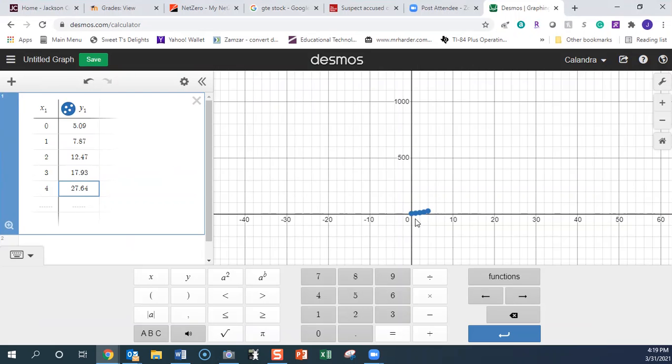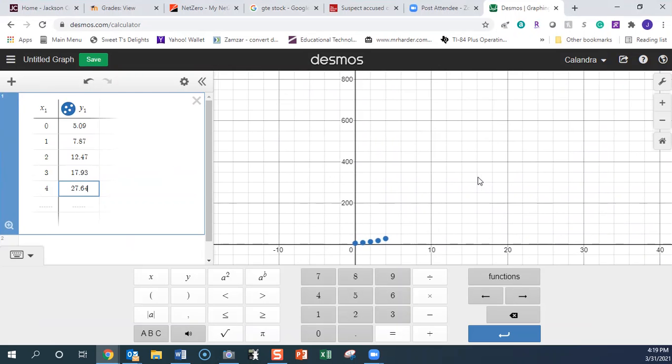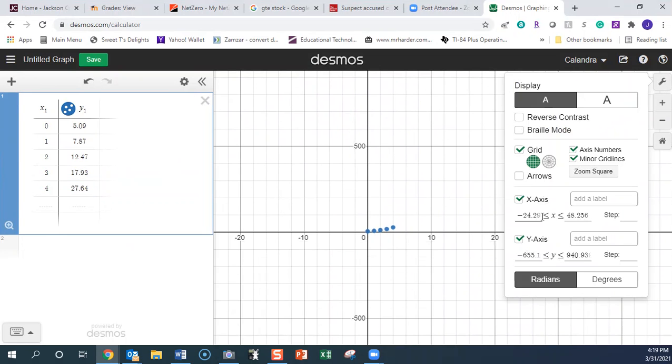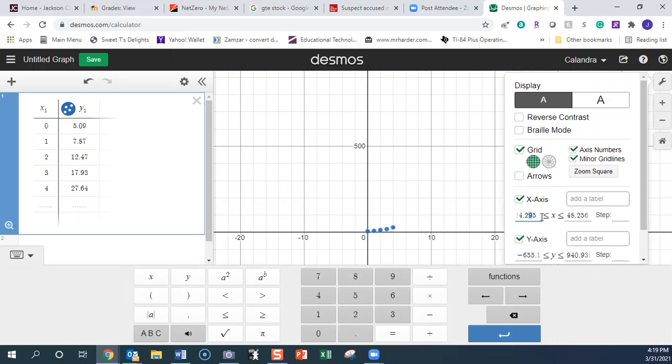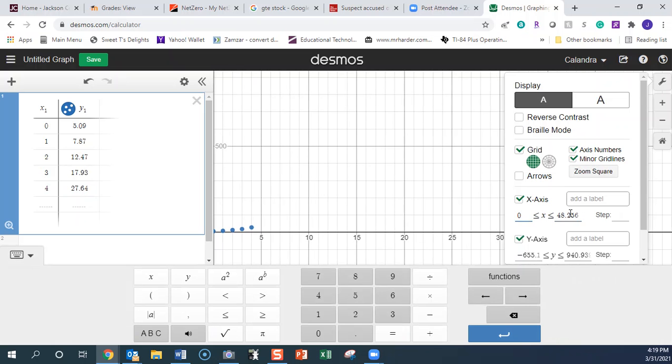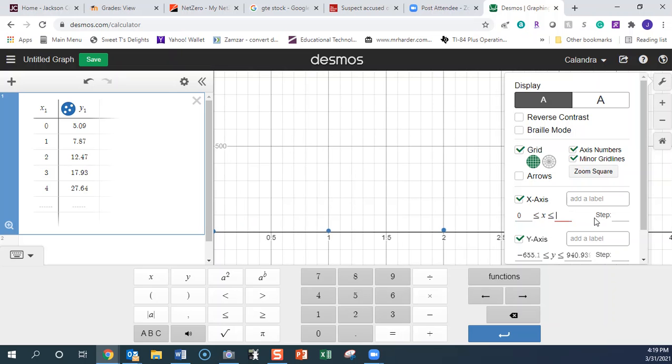Okay, now if you notice here, we really can't see it that well. That's because our scale is off. So we will hit this wrench, and then we could go here for the x values. We could start at 0, and then we could go all the way up to, let's just go to 8.